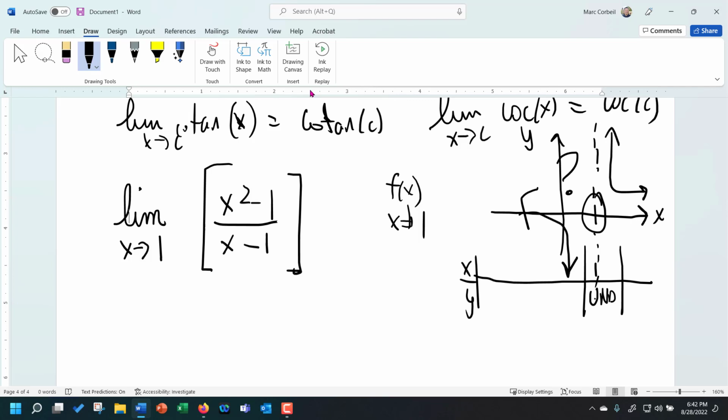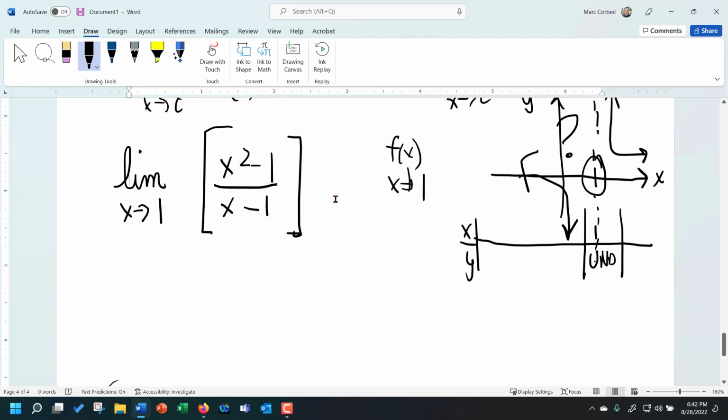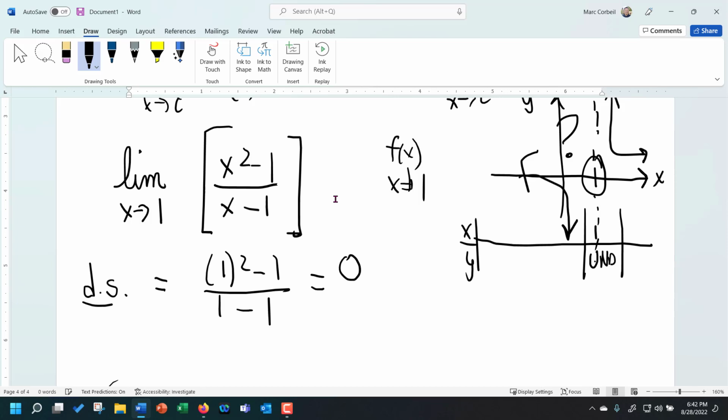So part of that analysis now that we can do is to actually look at the limit, and the limit's going to tell me what happens as x approaches 1. So that's an important feature. And if I actually play with that, let's do direct substitution, which is how we always start. I would take 1 squared minus 1, 1 minus 1, and I get 0 over 0.